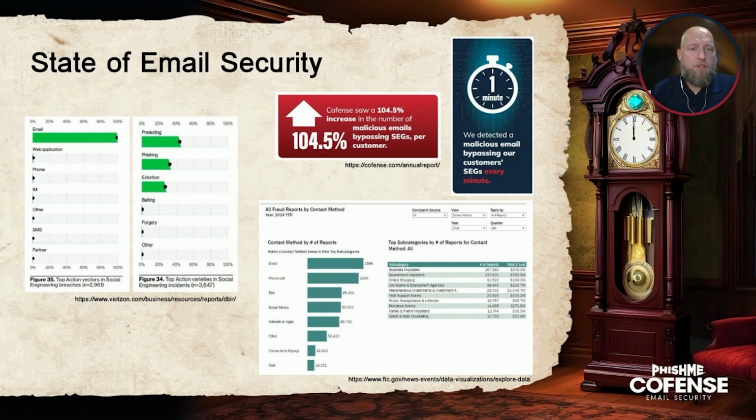I won't walk through these other charts specifically, we can go through them at a high level. On the left side is some data from the Verizon Data Breach Report for 2024, and in the lower right is from the ftc.gov website. What you're seeing is that email is a predominant vector. The volume of email and email being a cause of a breach is significant.